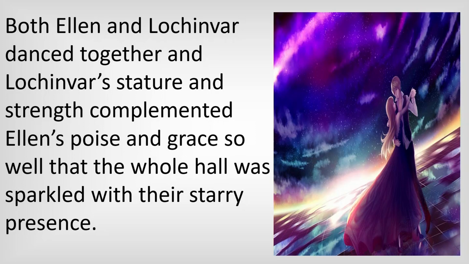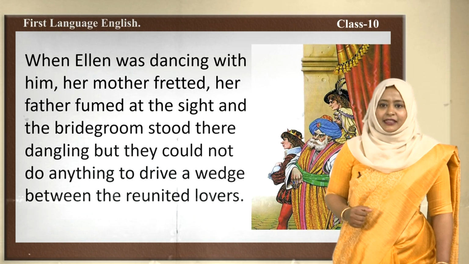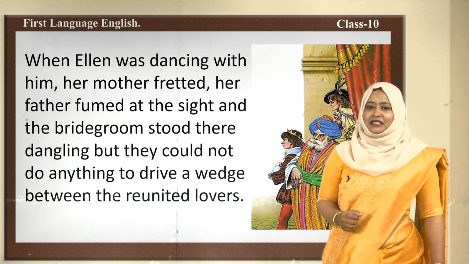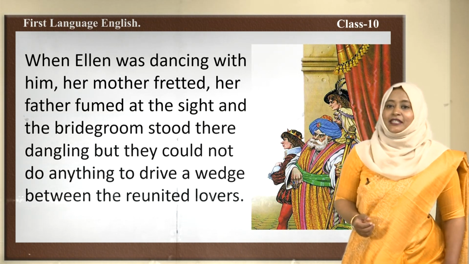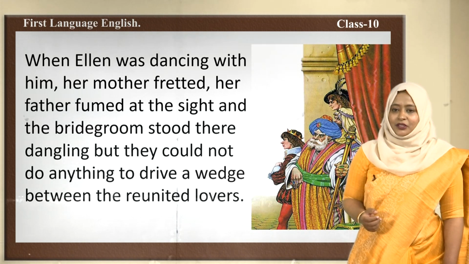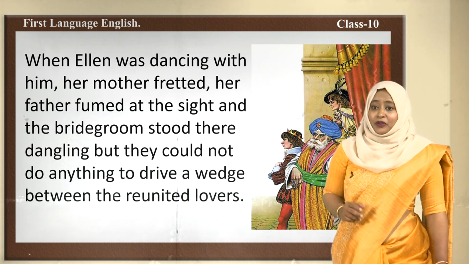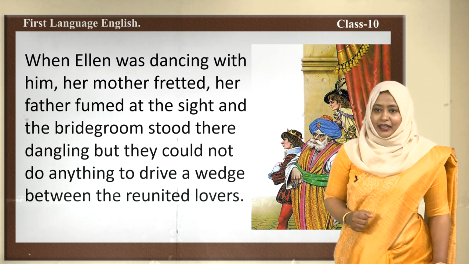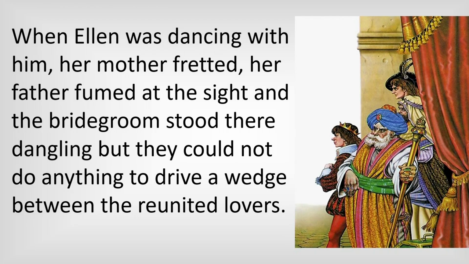Everyone is awestruck. When Ellen was dancing with him, her mother fretted, her father fumed at the sight, and the bridegroom stood there dangling, but they could not do anything to drive a wedge between the reunited lovers. So here both are dancing together, and both are completely lost in each other. When everyone is watching Ellen and Lochinvar, the mother of Ellen is scared, the father is getting very angry, and even the bridegroom could not do anything. He's just standing there, and no one could separate these reunited lovers.